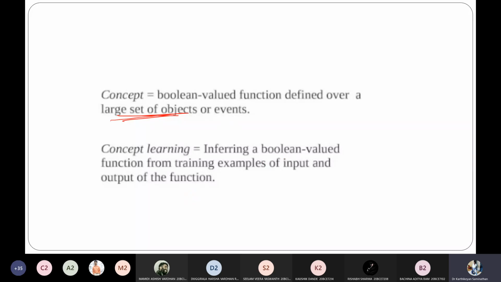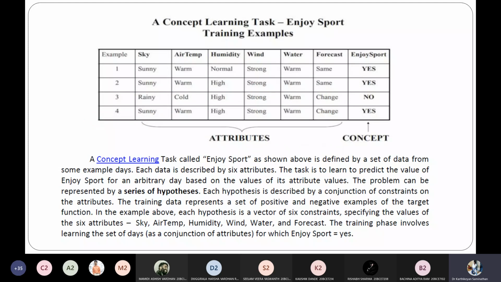For example, if I give 10 dog images and 5 fish images, that is a concept, meaning a set or group of objects. When the same set of images is given to the learning model and you are predicting fish or animal or cat, then you can say that is concept learning. Learning is happening with the help of the concept.